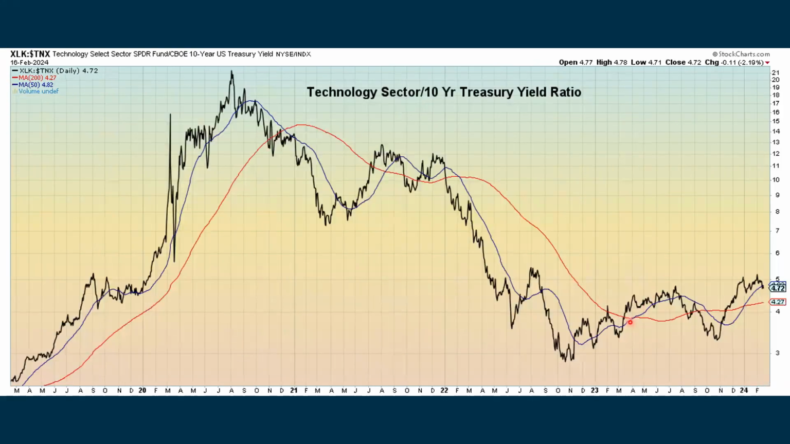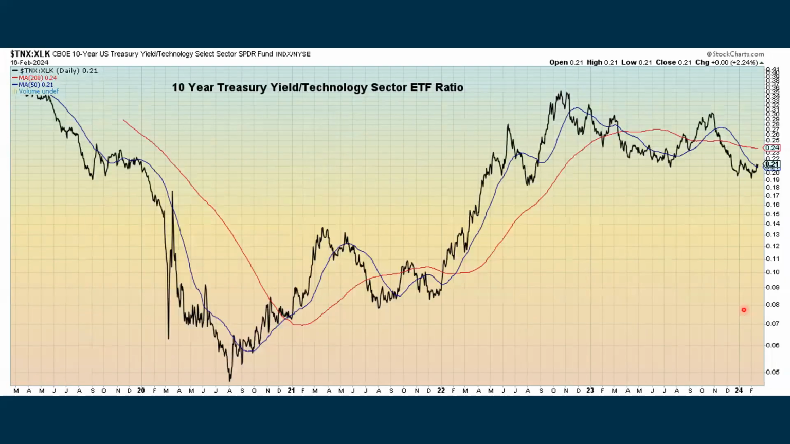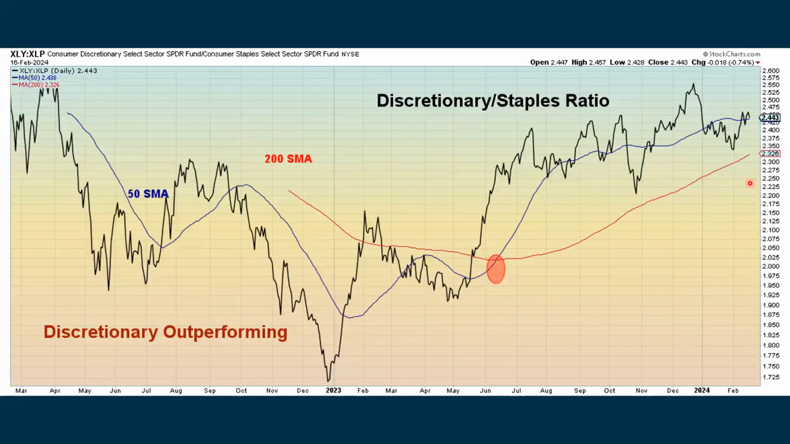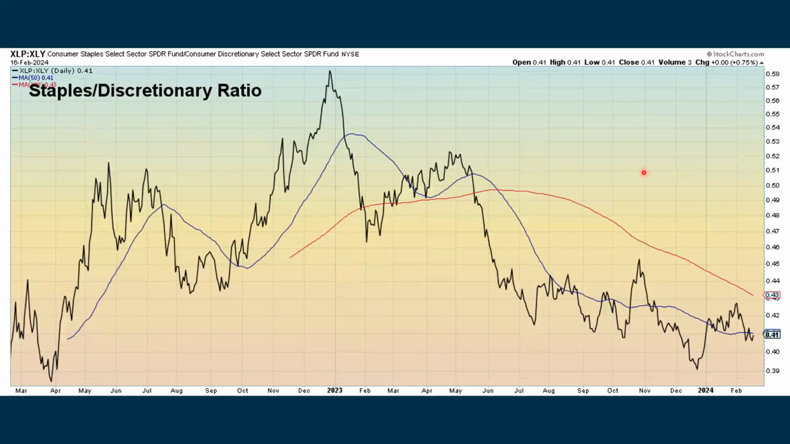And here's another look at tech compared to the rise in interest rates, showing that the tech sector is outperforming. Here's an inverse showing how interest rates are underperforming the tech sector. Discretionary to staples shows that discretionary is outperforming. This also shows where staples has been underperforming.